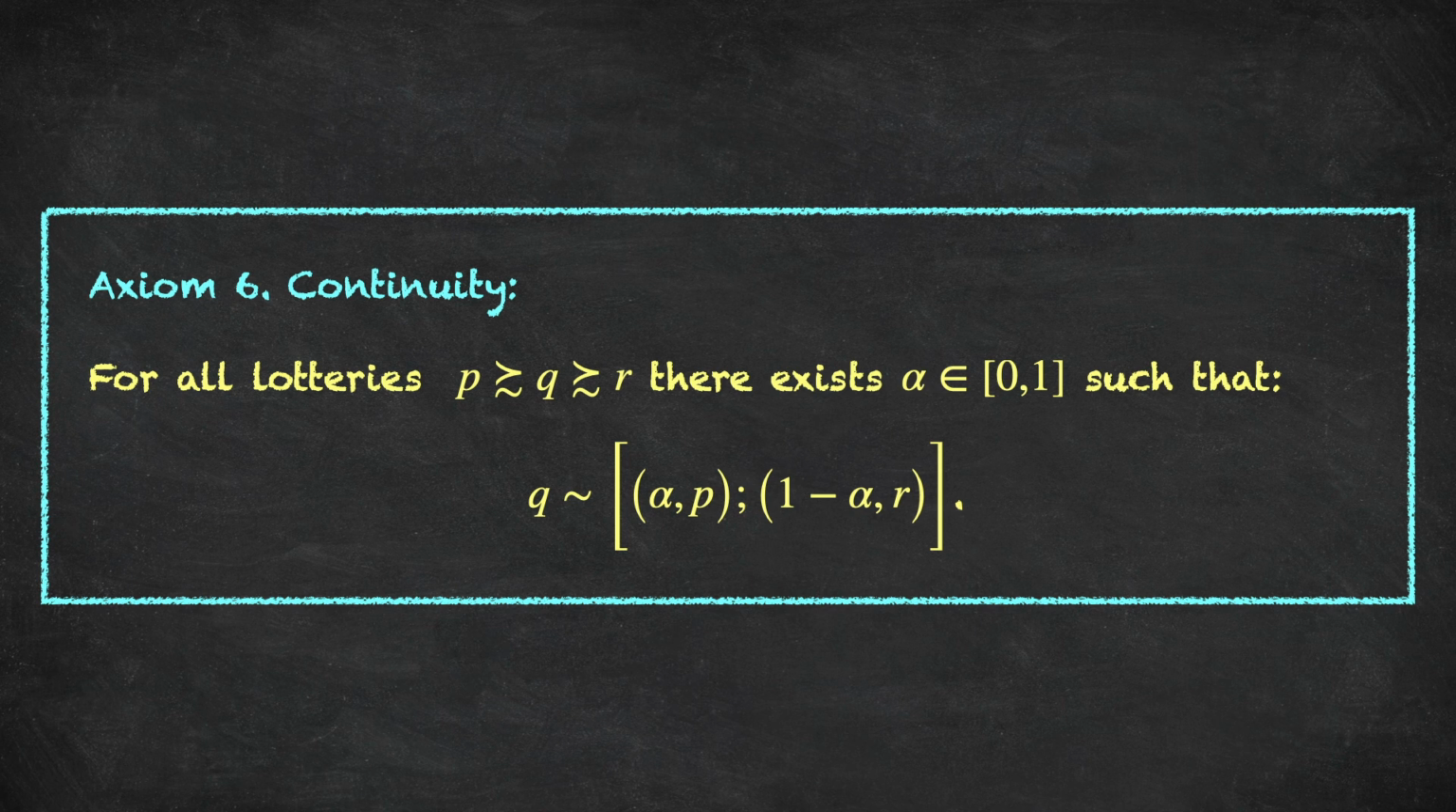Now let's have a look at the compound lottery below. We've got an alpha probability of receiving the lottery P and a 1 minus alpha probability of receiving the lottery R. Clearly, if alpha was equal to 1, then this compound lottery, by the reduction axiom, would be exactly the same as lottery P, and so it would be better than Q. If alpha was equal to 0, then this compound lottery would be exactly the same as just receiving the lottery R. What the continuity axiom guarantees is that there is an alpha in between 0 and 1, such that the decision maker is indifferent between the lottery Q and the compound lottery that assigns probability alpha to lottery P and 1 minus alpha to lottery R.